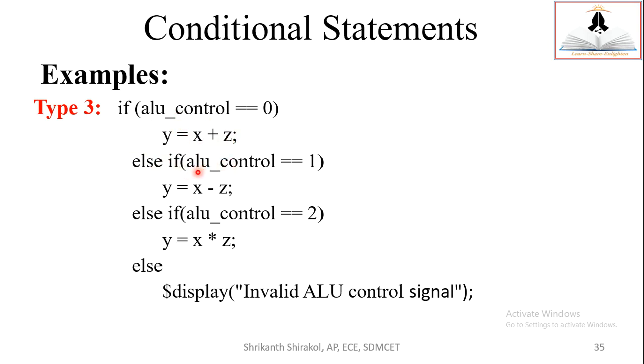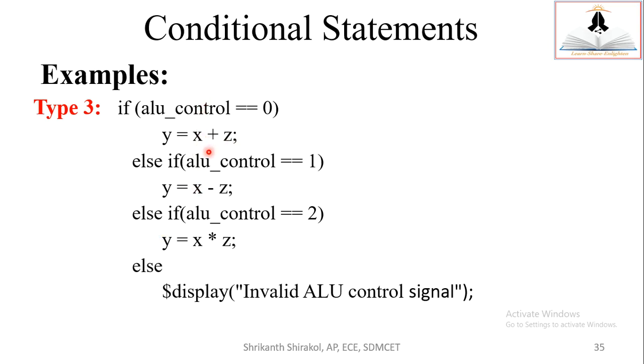If I'm having one more condition, if ALU control is 1, then subtraction should happen. I'm having one more condition, so I use nested if else. Else if ALU control is 2, then multiplication should happen. If all the above three conditions are not satisfied, then what should happen? That is the last command: else, no if here. So display invalid ALU control signal. We have only three operations to be done in this ALU.